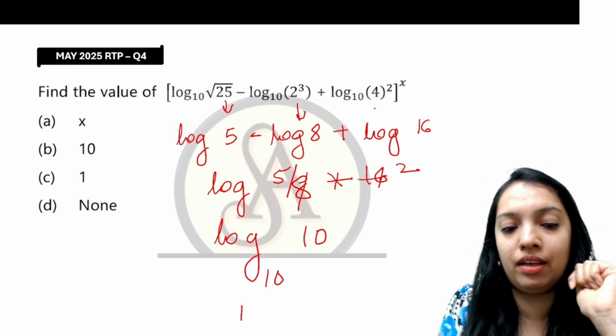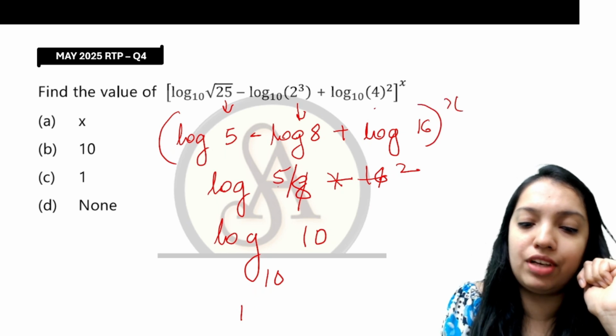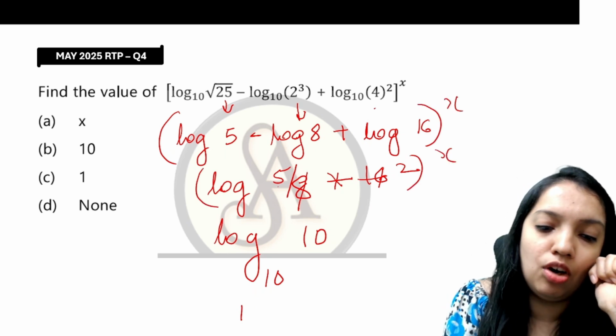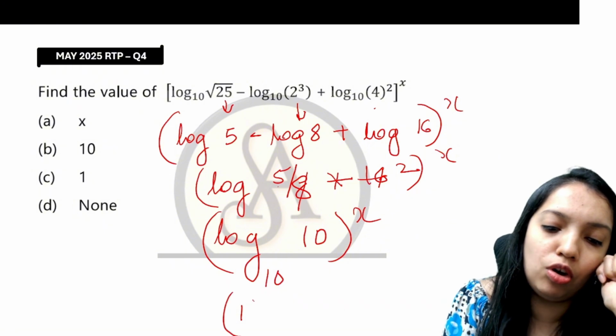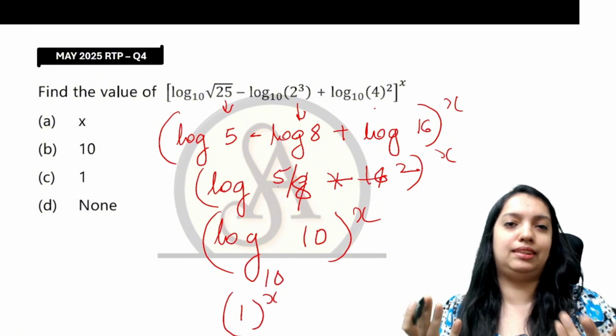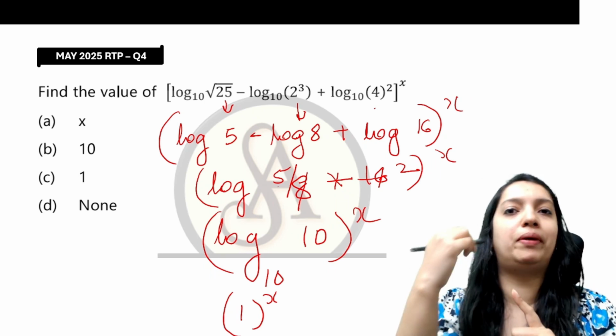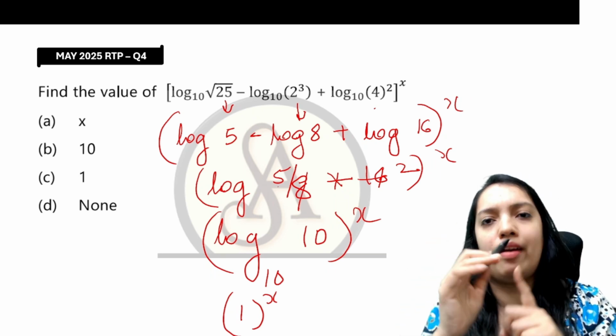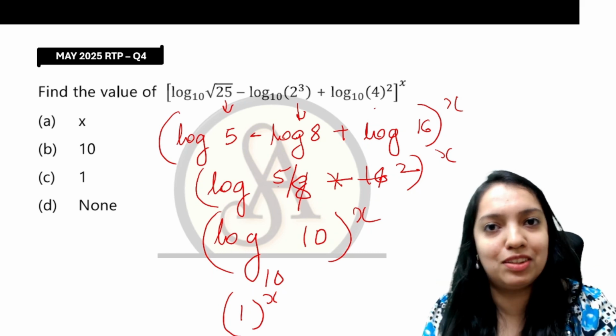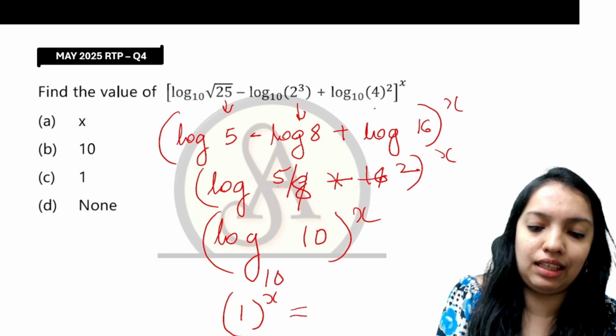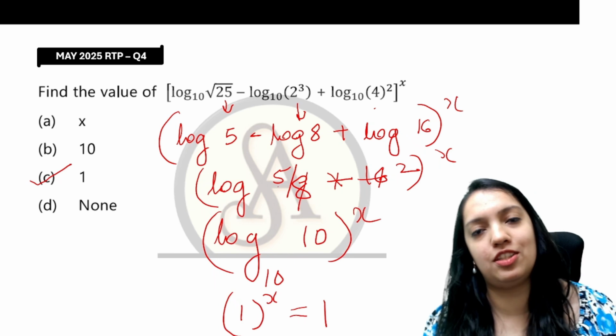Question didn't stop here. Whole to the power of x. Common sense: 1 raised to power 5, 1 raised to power 10, 1 square, 1 cube. Value is always equal to 1. So the final answer for this question is option C, 1.